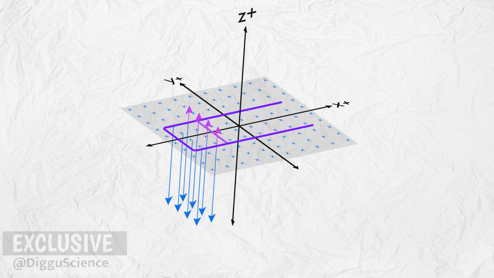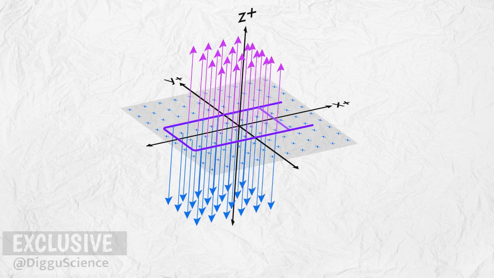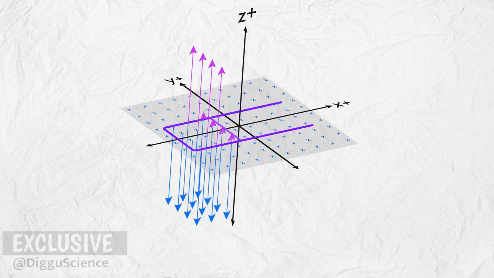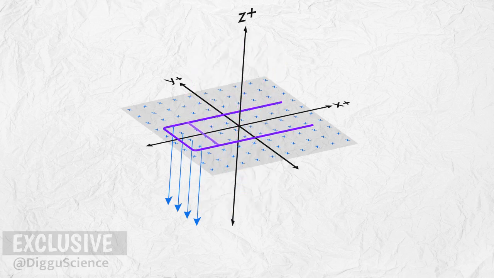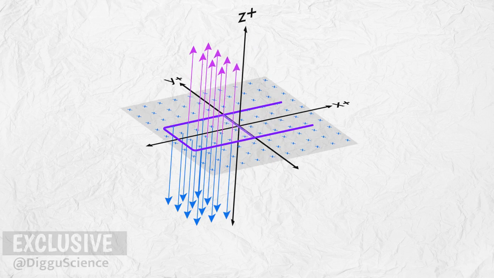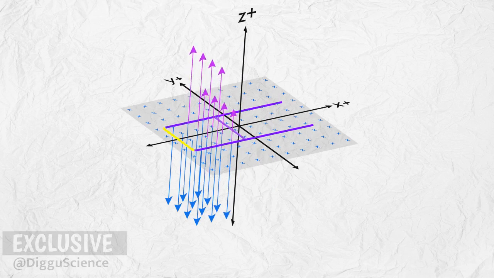Based on Lenz's law, an induced magnetic field will be formed. The direction of the induced magnetic field is out of the plane, or towards the positive z-axis. To produce such an induced magnetic field, an induced electric current must flow through the loop. The flow of the induced current is counterclockwise as seen in the picture.